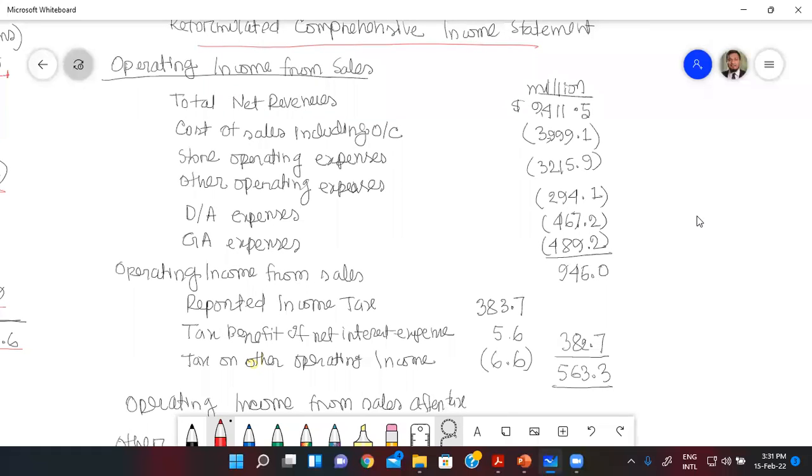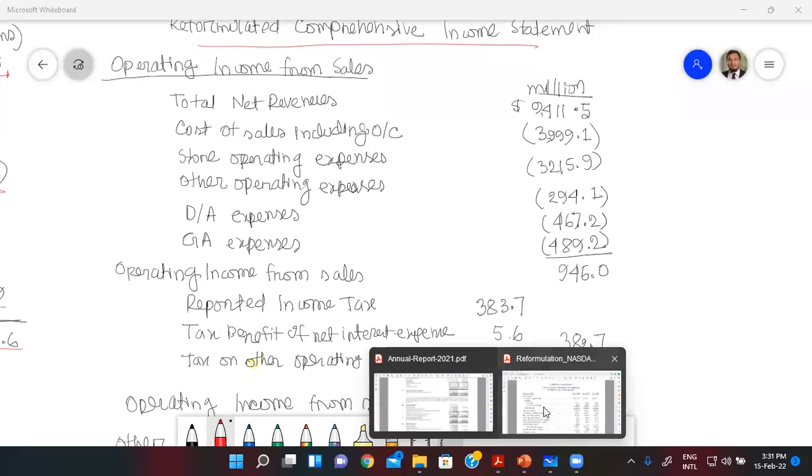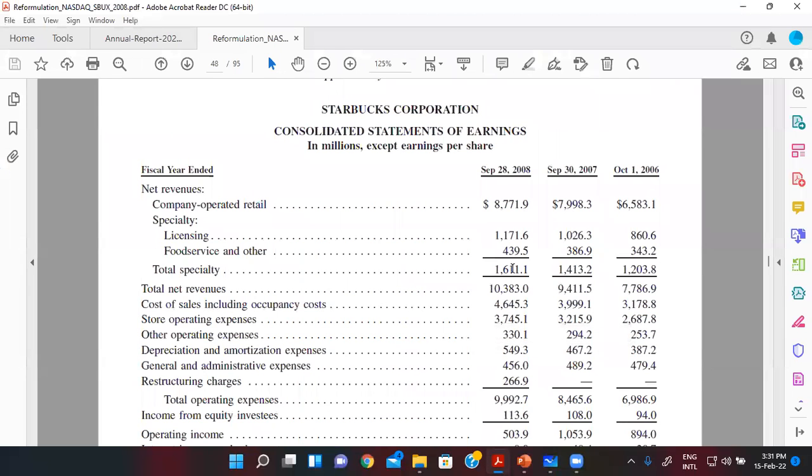So on page number 329, you have the consolidated statement of earnings. I again would like to remind you that it has been directly taken from the actual statement of earnings. So you see the Starbucks company generates net revenue from two broad headings. One is company-operated retail, and another one is licensing, food service, and other, which are categorized as specialty.